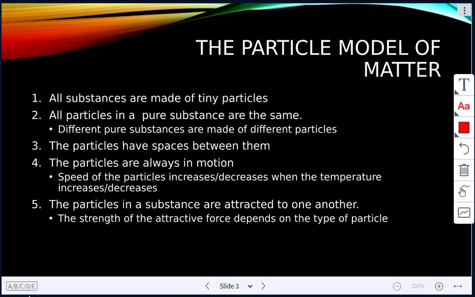Third, the particles have spaces between them. Fourth, the particles are always in motion, and the speed of the particles does depend on temperature. So if the temperature increases, the particles are going to move faster, and if the temperature decreases, the motion of the particles will decrease. They will slow down. And number five, the particles in a substance are attracted to one another. And this attractive force depends on the type of particle.